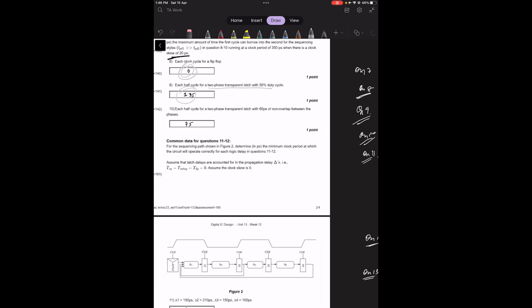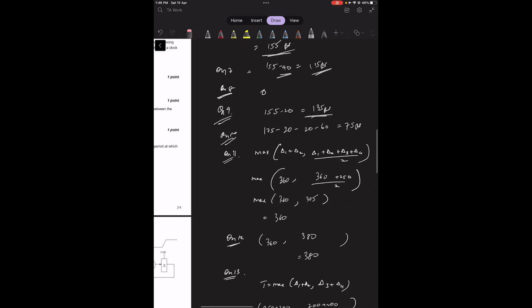Question 10. Each half cycle for a two-phase transparent latch with 60 picoseconds of non-overlap, right? Again, if you factor in 60 picoseconds over there, you will subtract out 60 from here, you will get 75 picoseconds, right? That's how you calculate question 10.